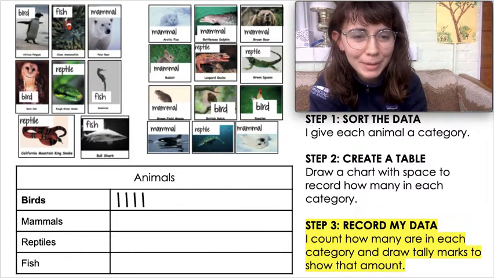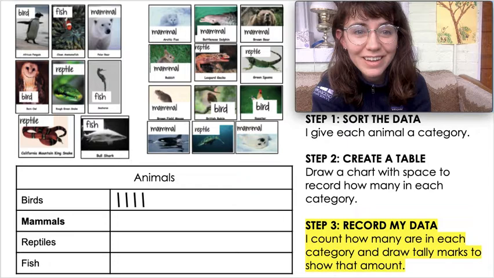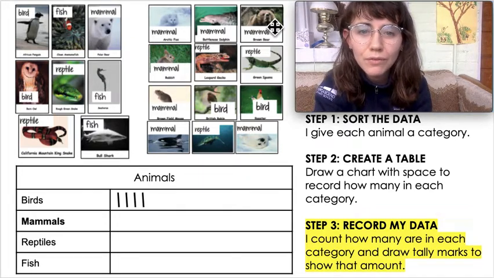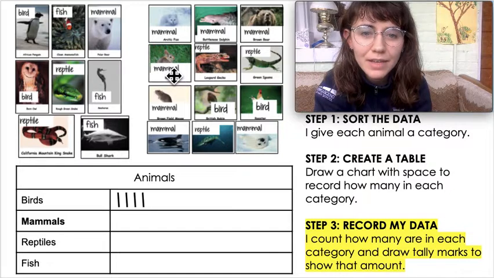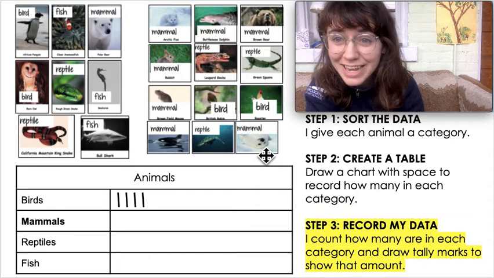Next up, we're going to do mammals. I'm going to look for mammals and see how many I can count. All right, let's count together. I've got 1 mammal, 2, 3, 4, 5, 6, 7, 8. So I'm going to draw 8 tally marks.